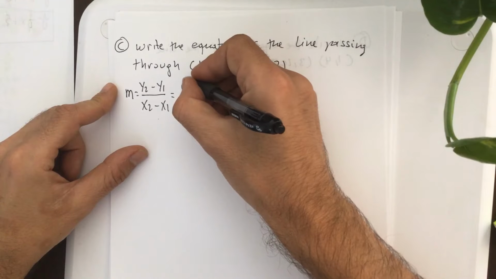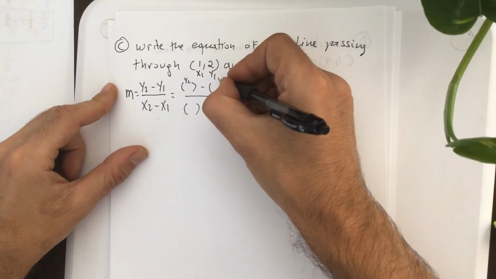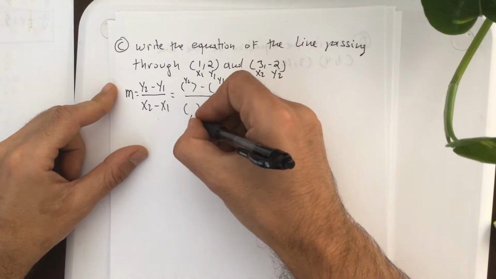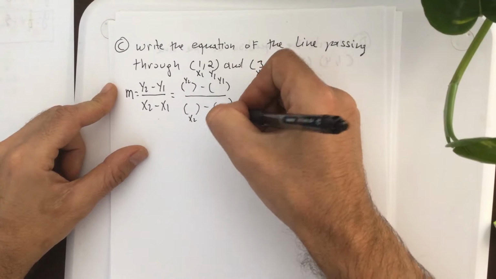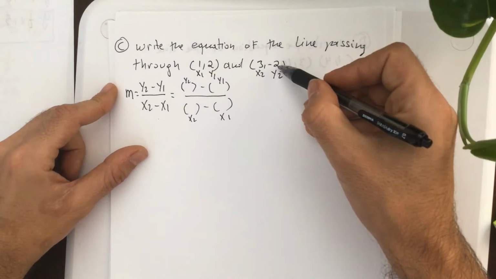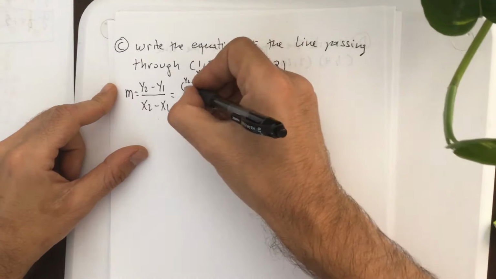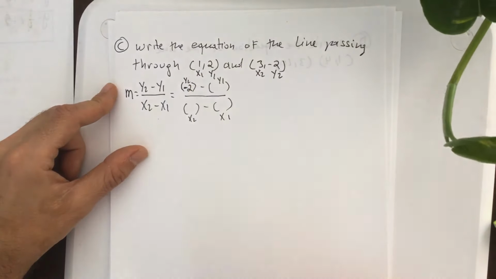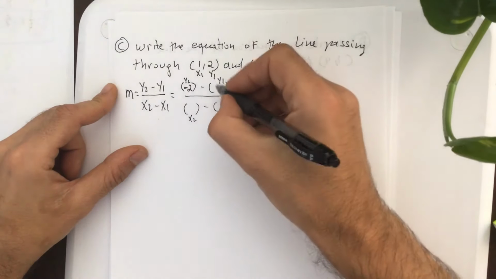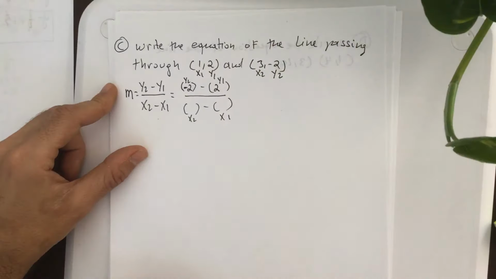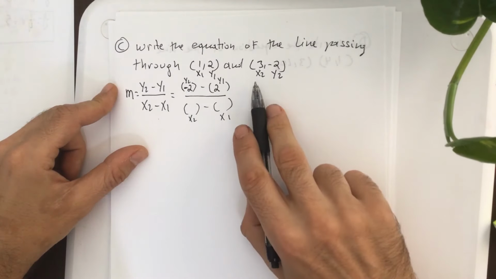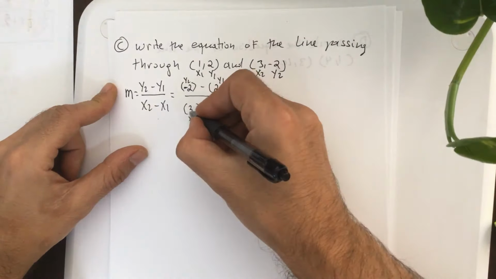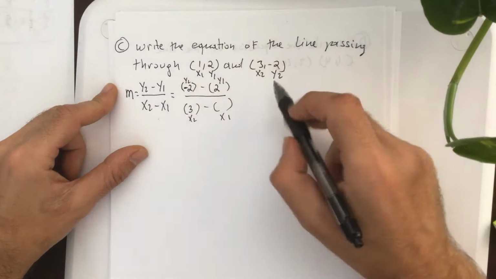Remember, y2, y1, x2, x1. So y2 is negative 2. So I'm gonna plug in negative 2 right here. y1 is 2. Boom, right there. x2, that's 3. x1, 1.